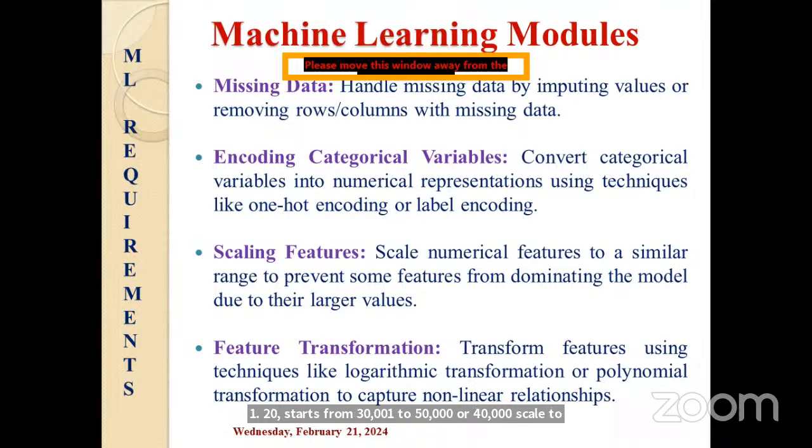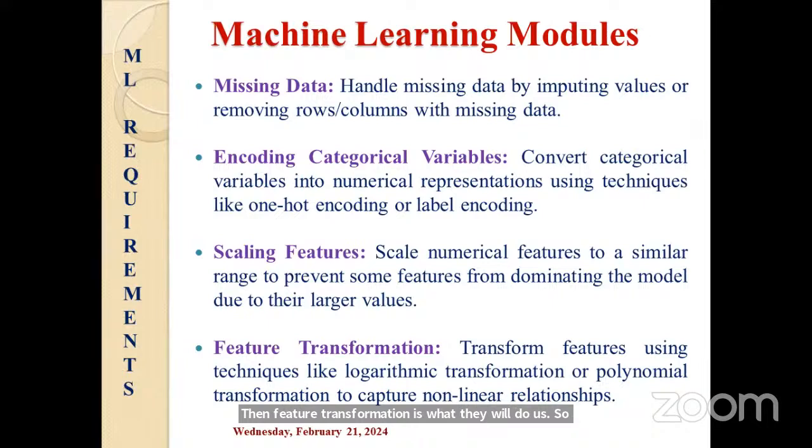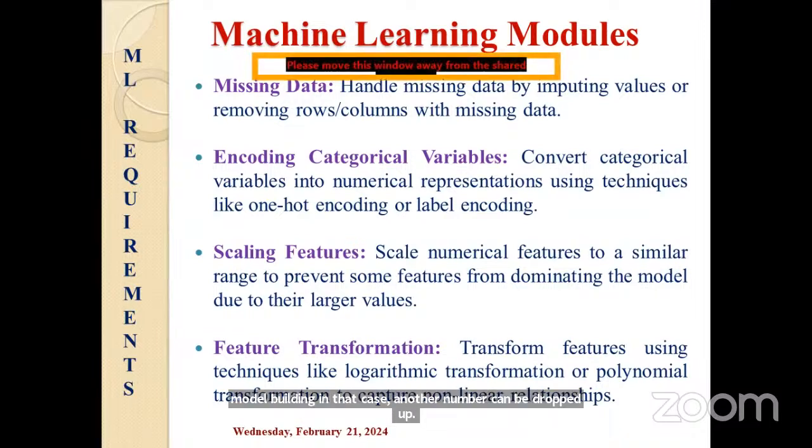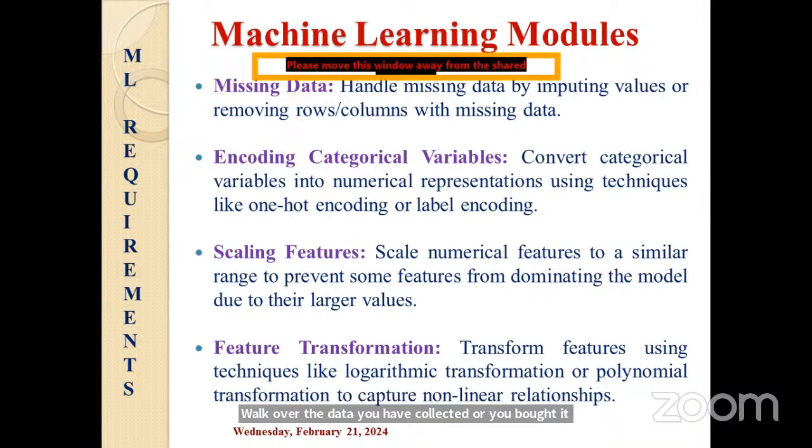Then feature transformation, as I told you, is where certain features you want to include, you want to exclude, we can do that. For example, I have transactions. During a business transaction, they may give a mobile number. The mobile number is not going to play a vital role in my model building. In that case, the mobile number can be dropped. So whatever data you have collected or got from the repository, just look into the data, do careful pre-processing, and then only go for the next step.